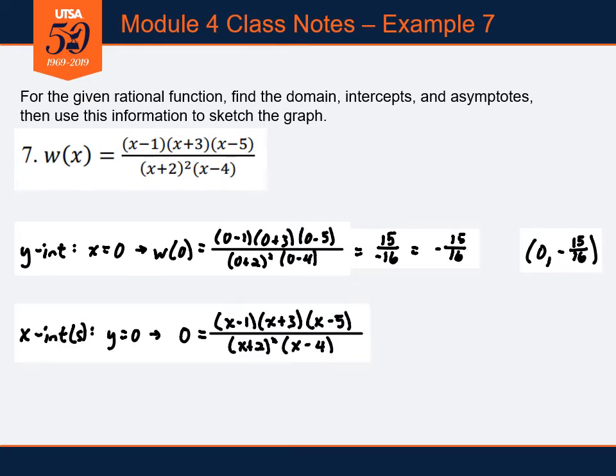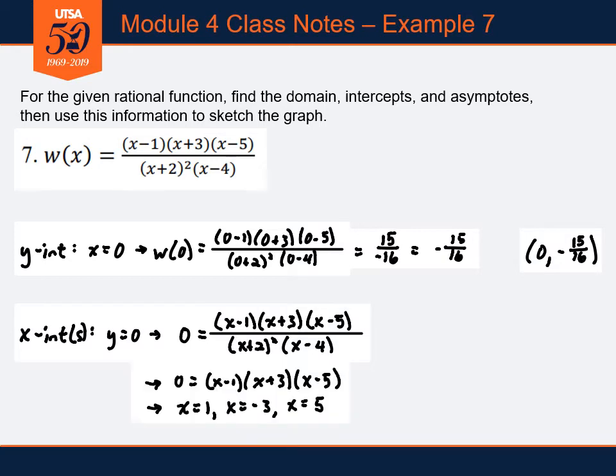For the x-intercepts, we set the output to 0, set the y value to 0, and as we've done in previous examples, we set the numerator equal to 0 and get 3 x values. X equals 1, x equals -3, and x equals +5. So we have 3 x-intercepts: 1, 0, -3, 0, and 5, 0. Got lots of points to work with.